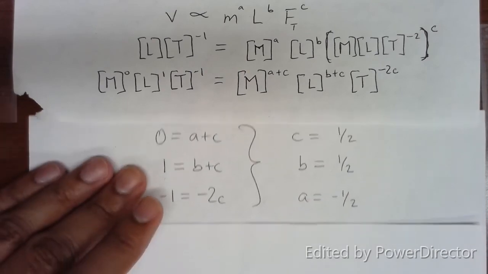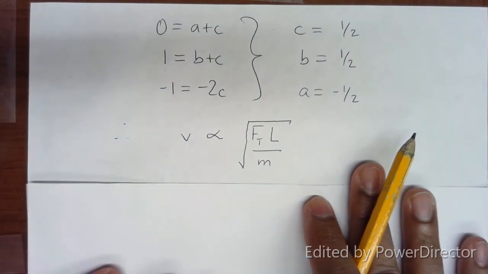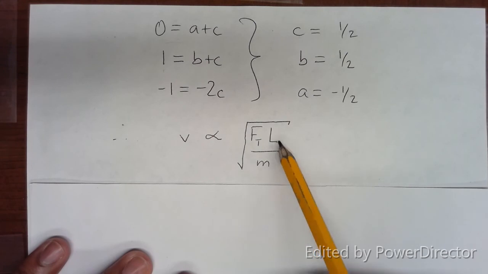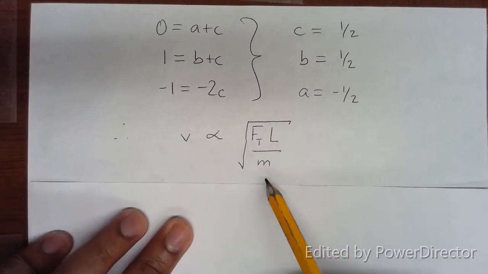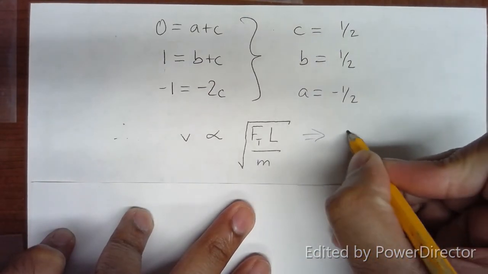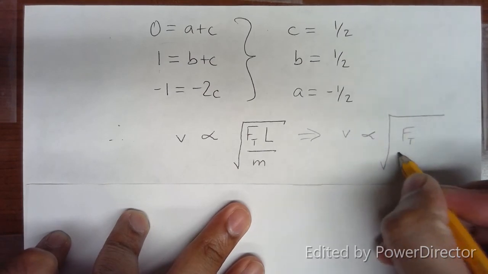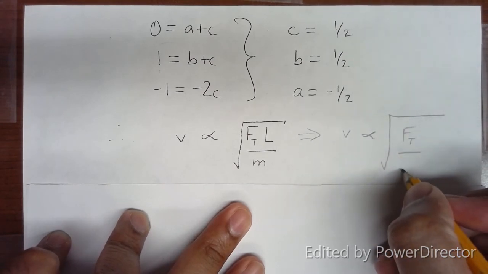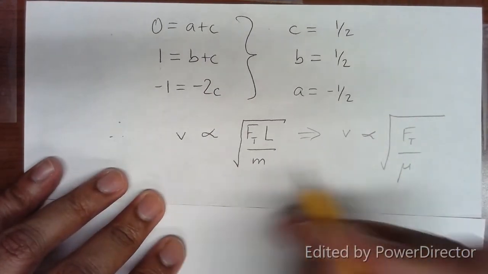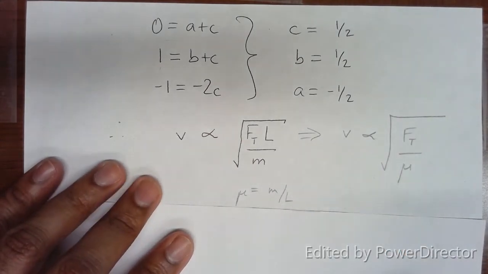So putting that all together, we find that the speed of the wave on the string will be proportional to the square root of force of tension times the length of the string divided by the mass of the string. You might see this written as the speed is proportional to the square root of the force of tension divided by mu, or you will see it either written as mu or lambda, but basically, if we call it mu in this case, it is m over l, the mass per unit length of the string.